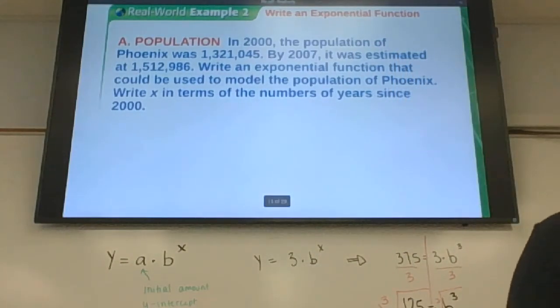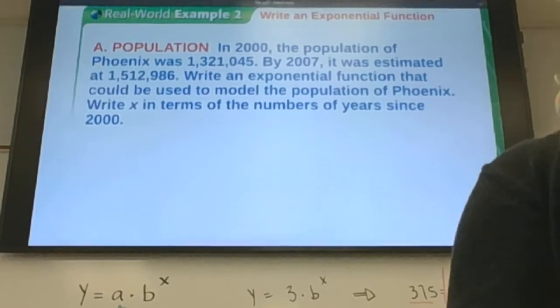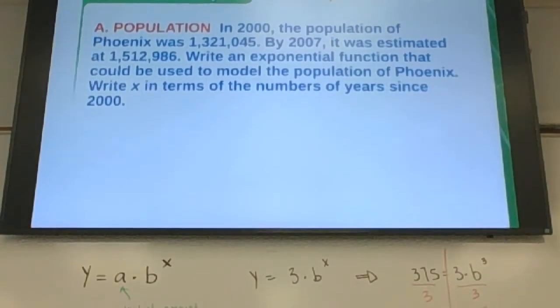Population. The way population changes is typically modeled with the exponential function. So in 2000, the population of Phoenix, Arizona, was 1,321,045.